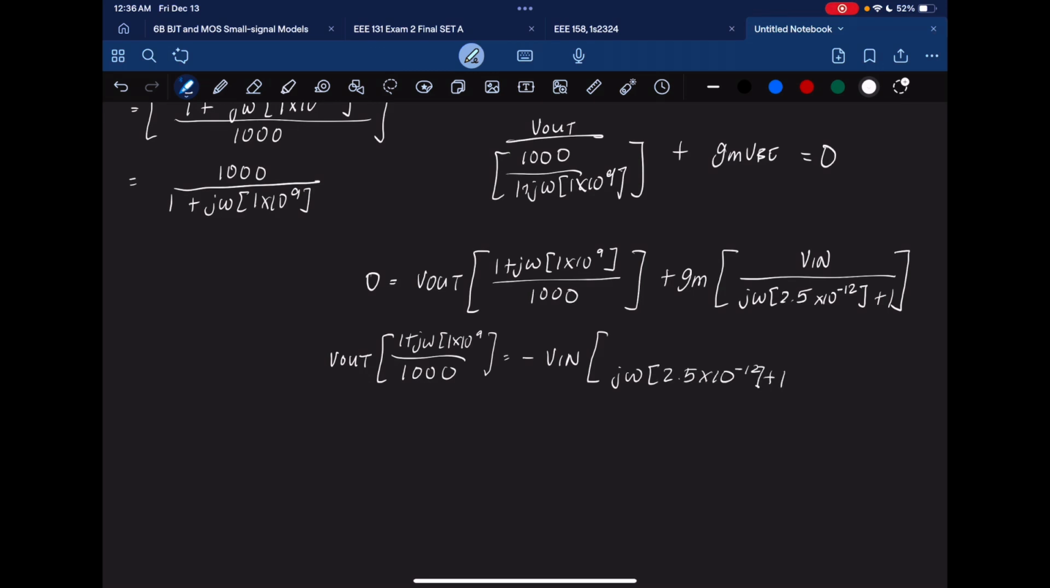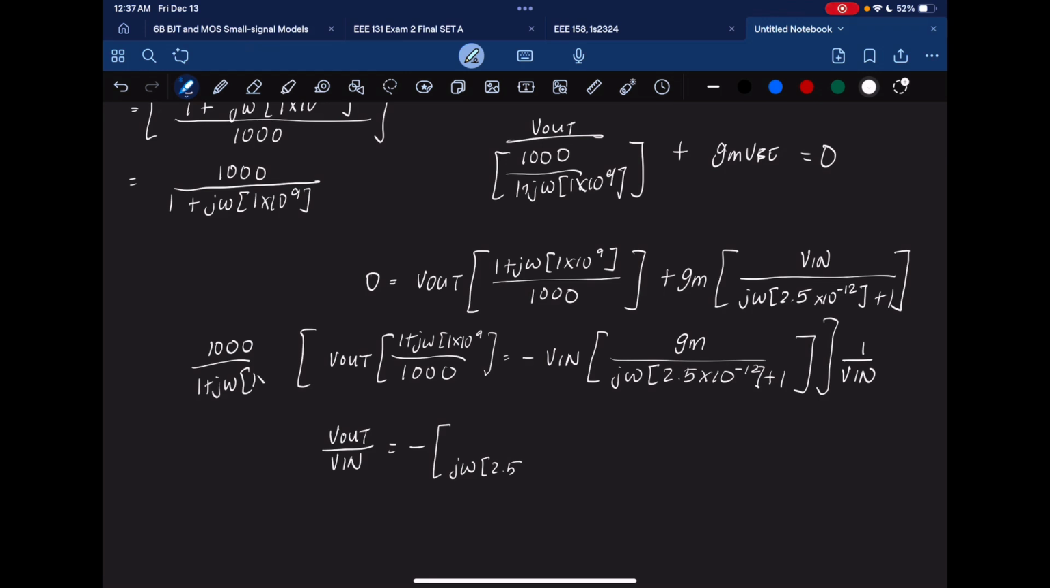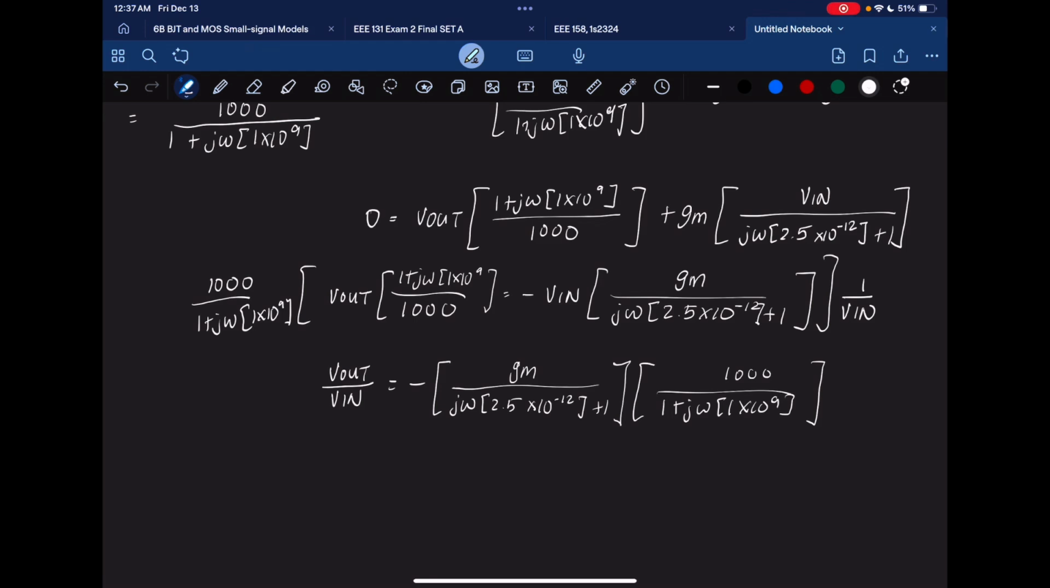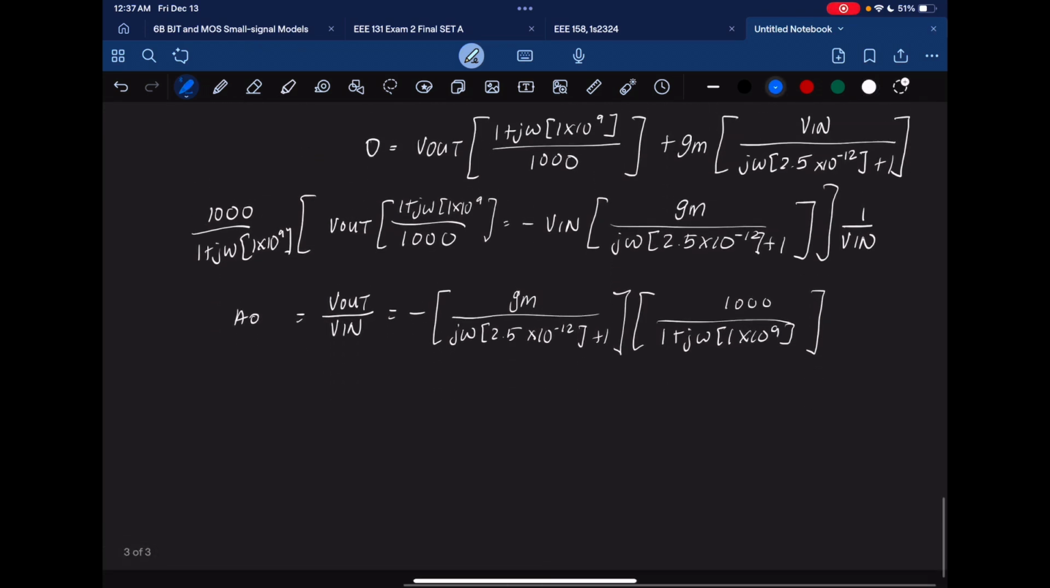And 12 plus 1, GM. Okay. V out over V in equals negative this one. Let me just make it easier to see. Okay, let's just copy the old stuff, and then multiplied with 1 plus JW, 1 times 10 raised to 9, over 1,000. So now, we have our gain.